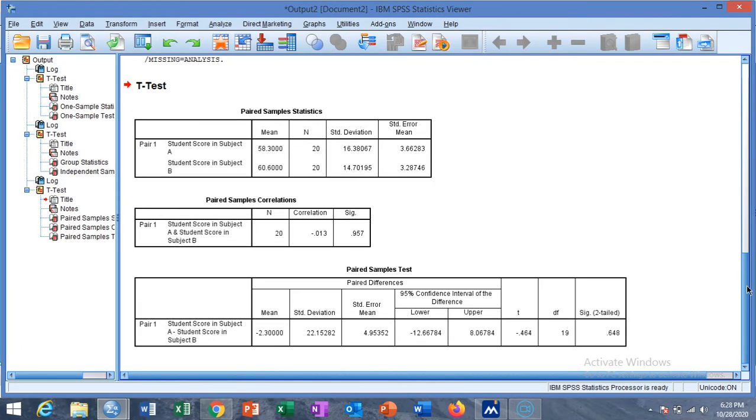You will again see a t-test for pair 1. There was only one pair, which was student score in subject A and student score in subject B. The mean difference was minus 2.3 and the standard deviation was observed at 22.15, and this is the standard error of the mean of difference, and this is the t value, and this is the p value, which also depicts that the two scores are not significantly different, or we can say there was no improvement in student score after the training or after the tuition.